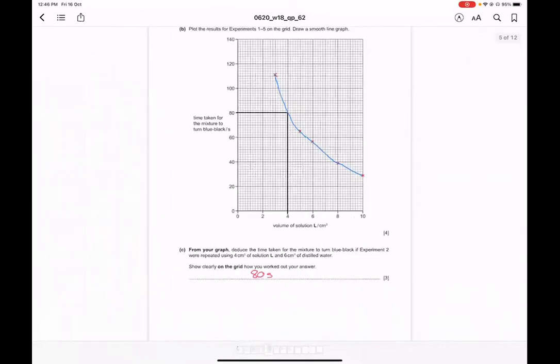Okay, from your graph, deduce the time taken for the mixture to turn blue-black if experiment 2 was repeated using 4 centimeter cube of solution L and 6 of distilled water. Of course, he gives you 2 numbers to distract you, but 6 of distilled water and 4 of L. Since on the x-axis we have L, discard this number and use the 4. It will be 80 seconds.